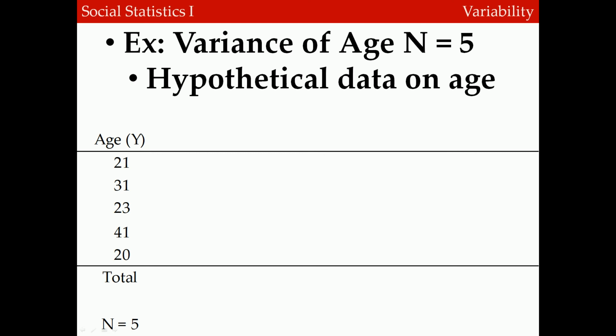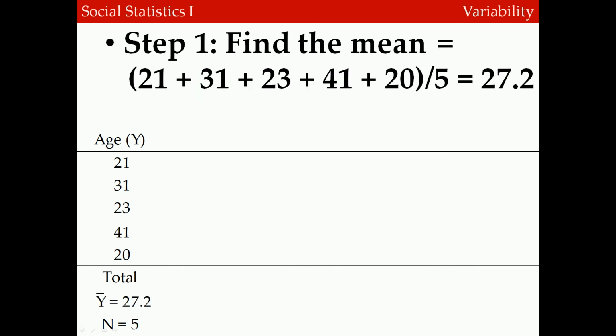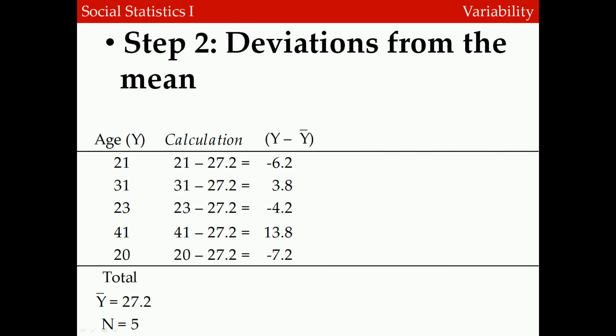Let's look at a very simple example of how to calculate the variance for a hypothetical sample of 5 cases, for which we have data on age. Let's suppose that their ages are 21, 31, 23, 41, and 20. We start first by finding the mean, and we do that by taking all 5 of the ages, adding them together, and dividing it by 5. The resulting value is the average age, which in this case is 27.2.